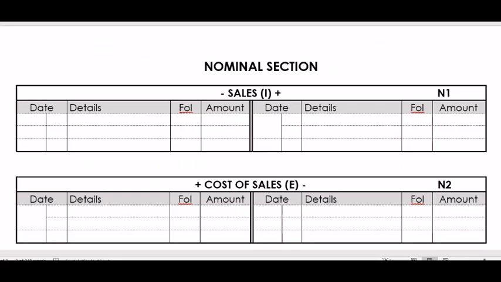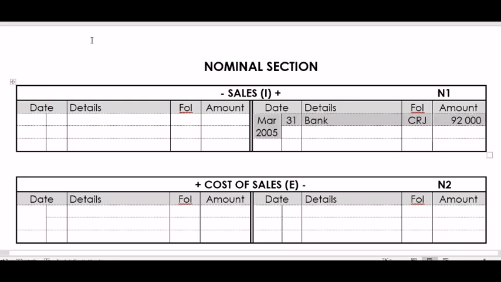So you go to sales, on the credit side, you will write March 2005. The 31st, because it's a column total, you will write bank, CRJ, and the value. You will see in bank we will write total receipts, in everything else we write bank.